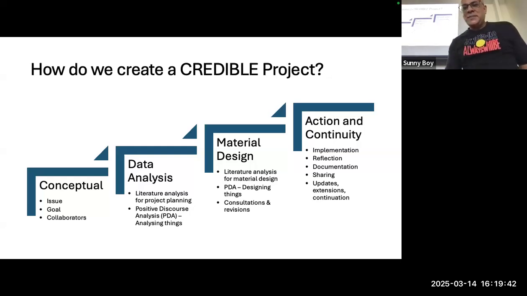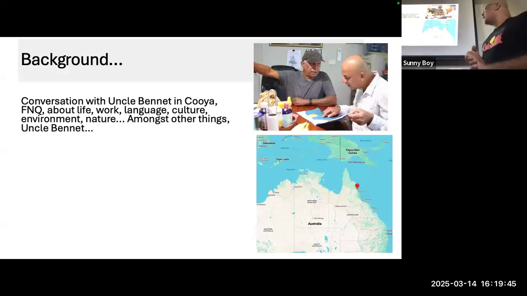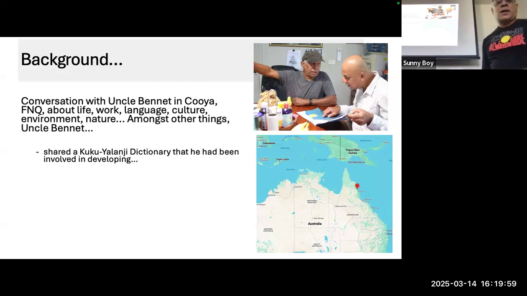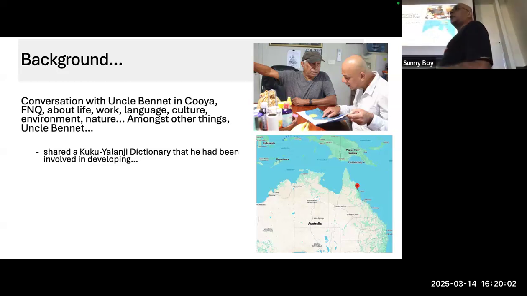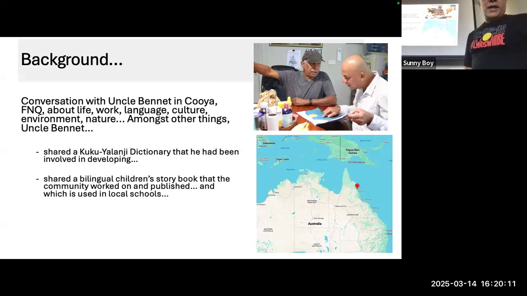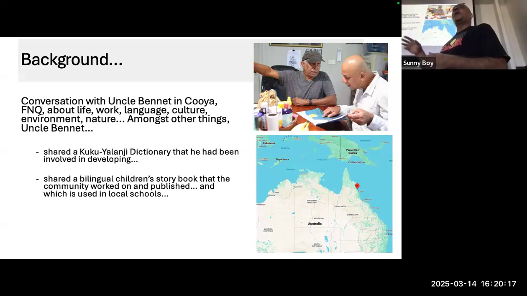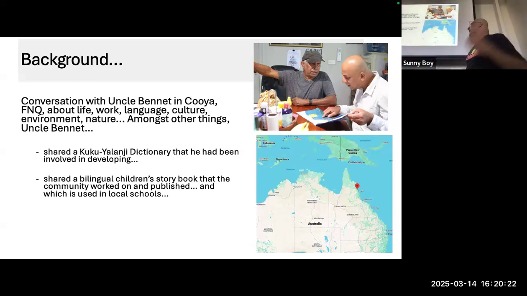So let's move into the Frog River. It started off in July. I was up in Cape York, which is the country where I've been adopted. And I was talking to Uncle Bennet, who's an elder from a Kuku Yalanji community. We were talking about lots of different things. He started off talking about a Kuku Yalanji dictionary that was written in the 1990s, where he and his family and community had been engaged in developing this dictionary. We then looked at children's books that he has created with his community. Some of them are now being used in the public school in the Mossman area. That's Mossman, far north Queensland, not Mossman here.